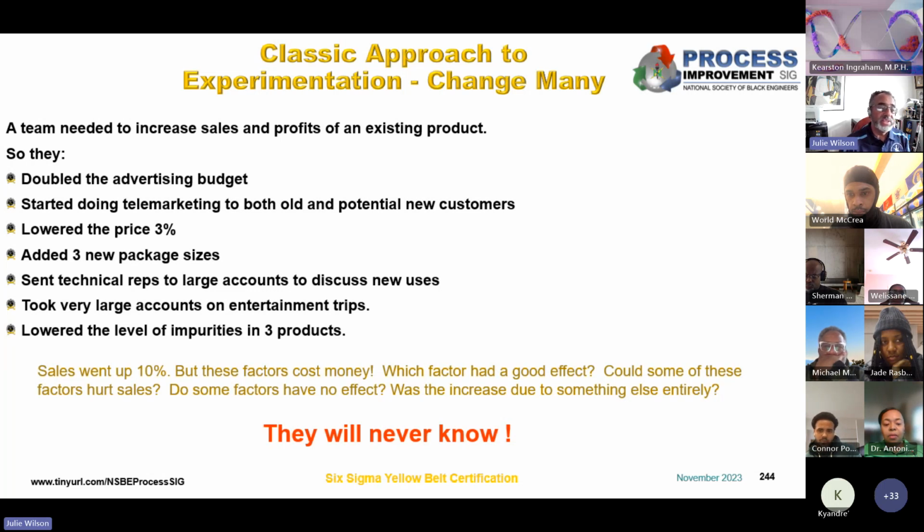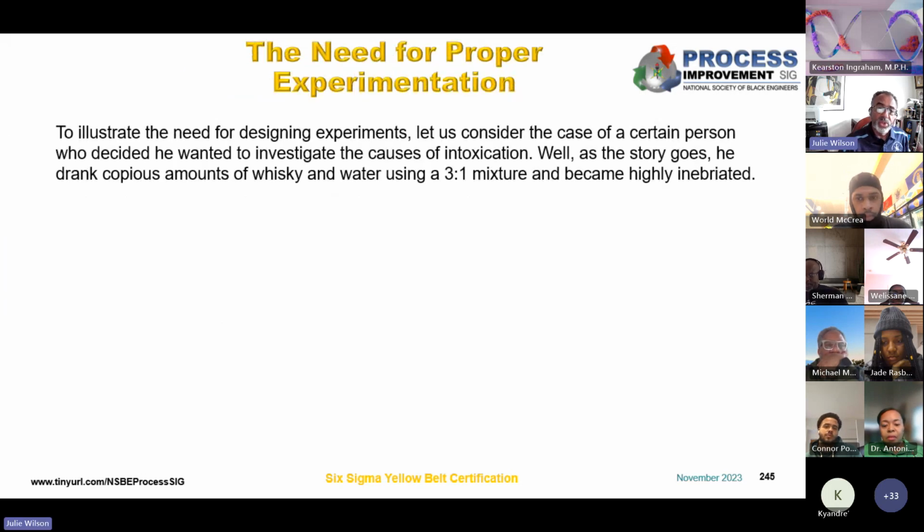But by doing all of these things at once and then not differentiating between them, you don't know which of the changes actually made a difference and which may have even, like I said, some of these could have even hurt sales. So it's important to have proper experimentation.